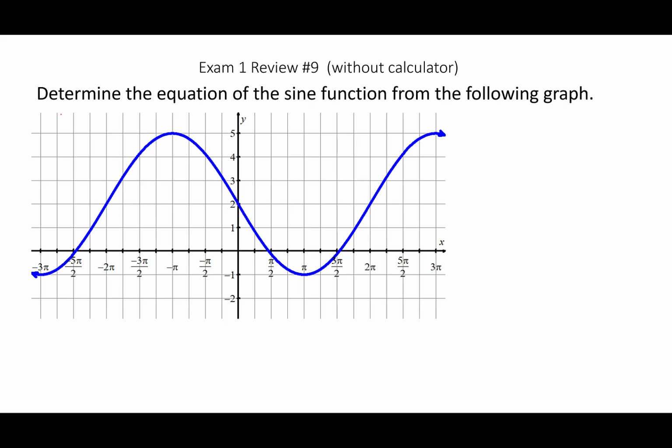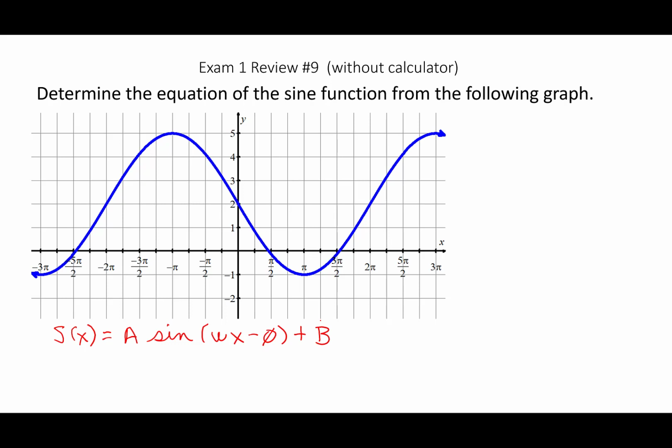I would remind myself that what I want to end up with is some function f of x equal to a, which would be the amplitude, either the positive or the negative of the amplitude, a times the sine of omega x minus phi, plus b, where b is our midline.